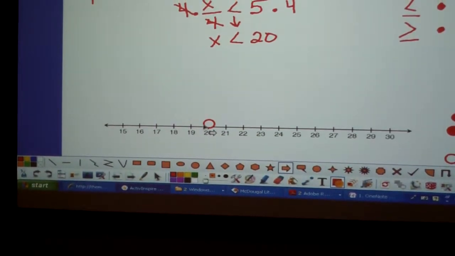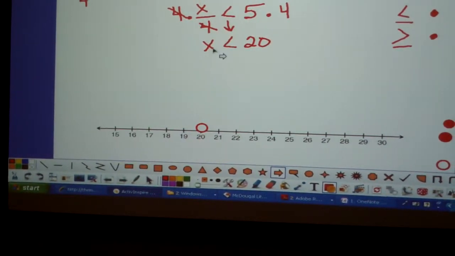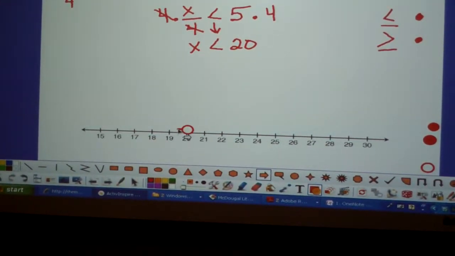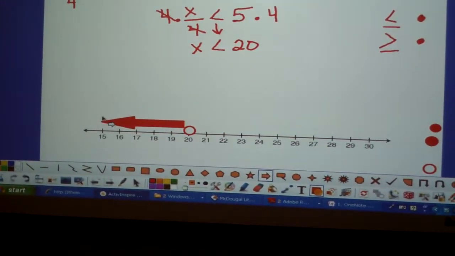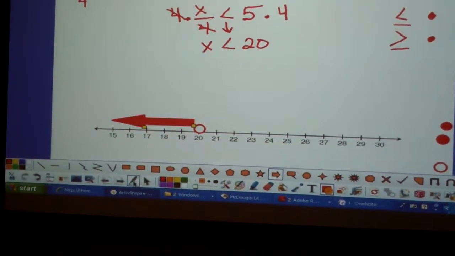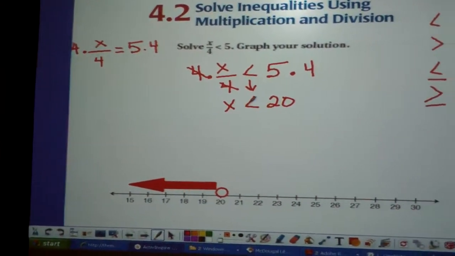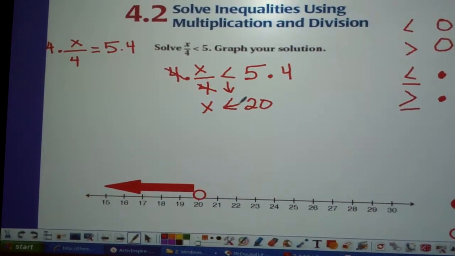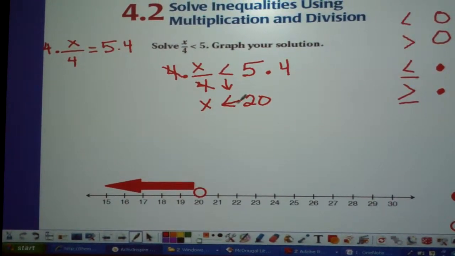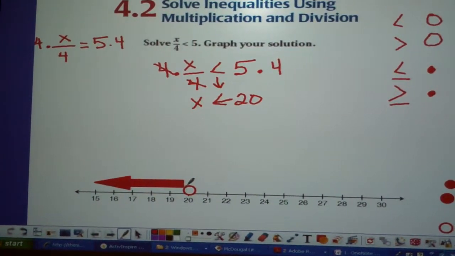If x has to be less than 20, you have to really just think to yourself, what's less than 20? Well, 19 is less than 20, 15 is less than 20, and that helps you to draw your arrow and know which way to draw it on the number line. Also, like I always tell my students, if your variable is on this side, use this as a little cheat trick to help you know whether you are drawing your arrow in the right direction.